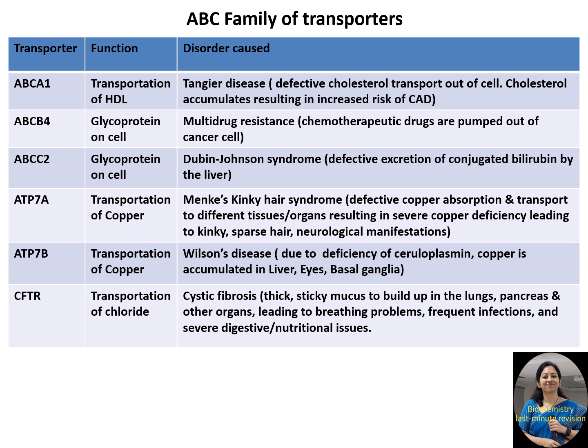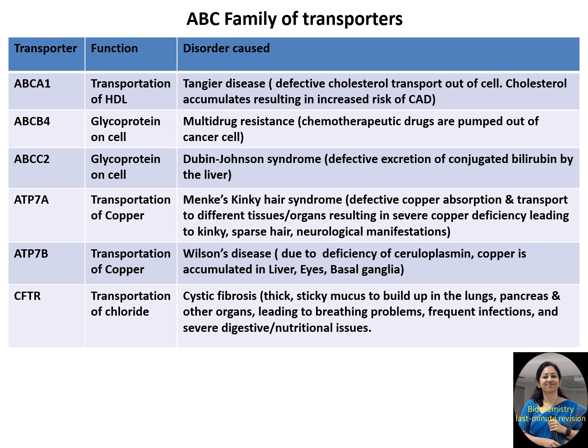The next transporter is ABCC2, which is also a glycoprotein on the cell surface, especially in the hepatocytes. Normally, after hemolysis, heme gets converted to biliverdin and bilirubin, and this bilirubin is taken to the liver where it is conjugated by glucuronic acid. Now this conjugated bilirubin is released through the common bile duct. It enters the intestine where it gets converted to urobilinogen and stercobilinogen.